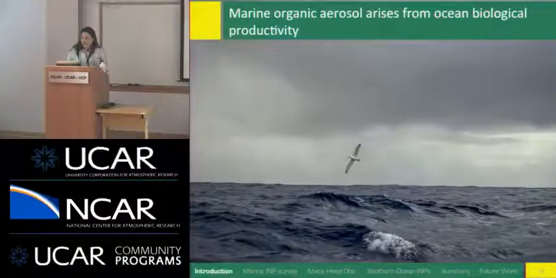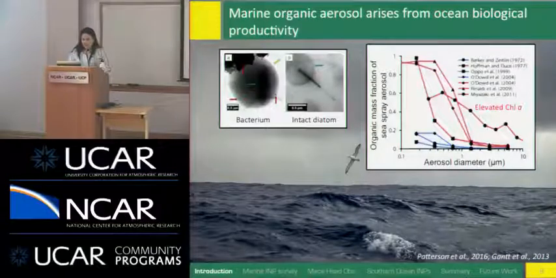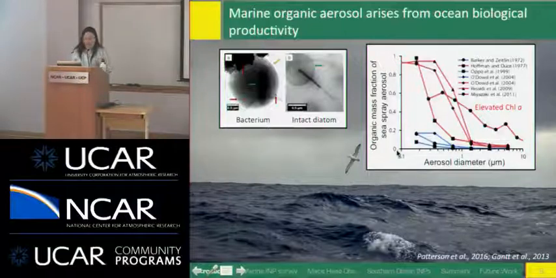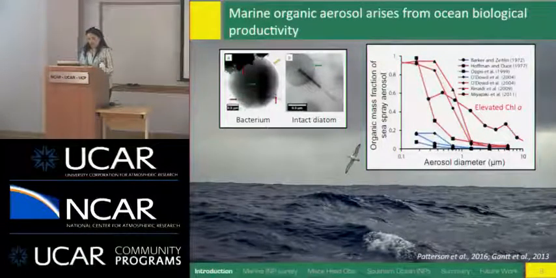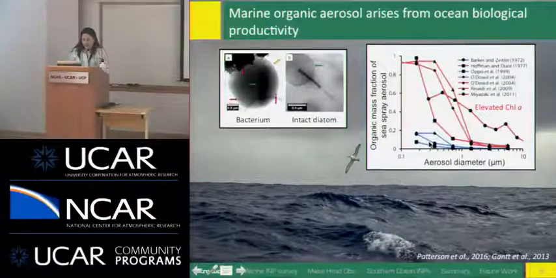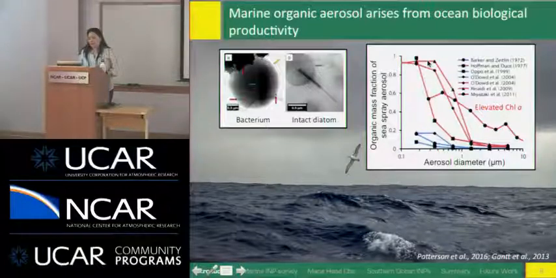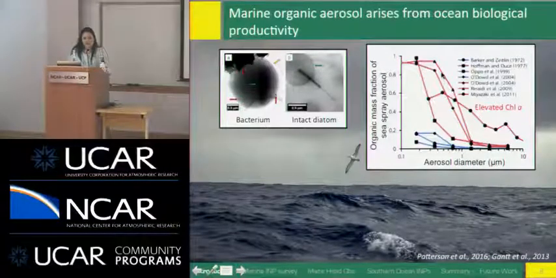Just to give you a background on marine organic aerosols that arise from biological productivity regions, this is a picture from the Southern Ocean just for fun, but the point is to show the organic aerosol that comes from biologically rich oceans. In blue on this figure on the right, we have up to maybe 20% of the submicron aerosol being organic, but during elevated chlorophyll A periods, or elevated biological productivity, we see that up to 100% of the aerosol can be organic. So we see a big shift in composition of the aerosol during phytoplankton blooms.